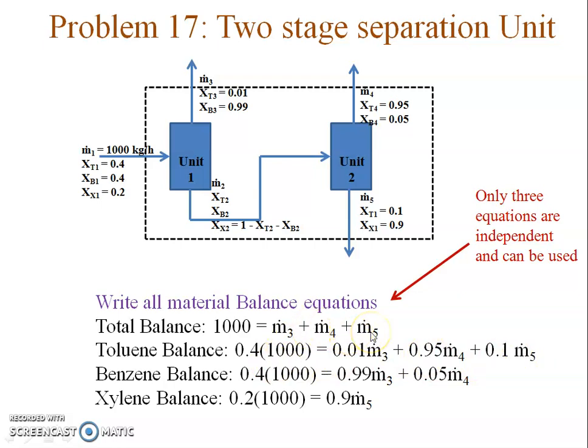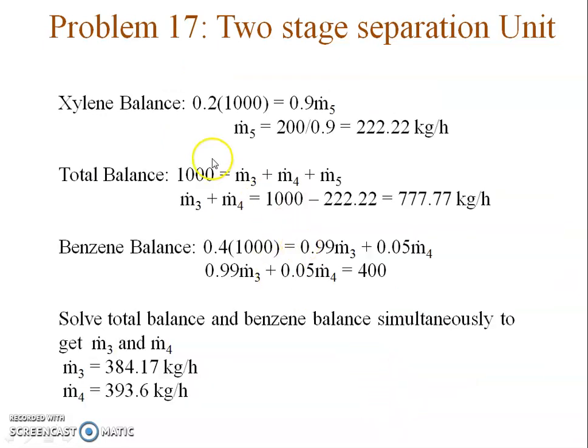If I put the value of M5 in the total balance, I will have 2 equations. First, this total balance, which is now in M3 and M4, and another is the benzene balance, which is again in M3 and M4. So I will have 2 equations with 2 unknowns. I will solve them simultaneously to get the values of M3 and M4. So let's do that. First, take the xylene balance, find M5, put that in the total balance. Then I get the equation in M3 and M4. I have the benzene balance again in M3 and M4. Solve these 2 equations simultaneously and get the values of M3 and M4.